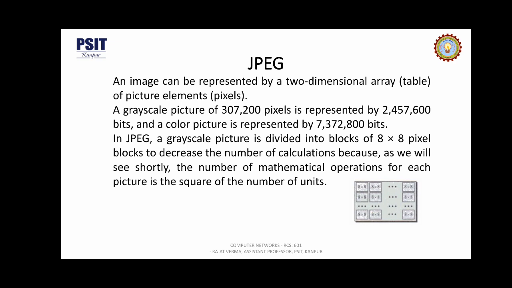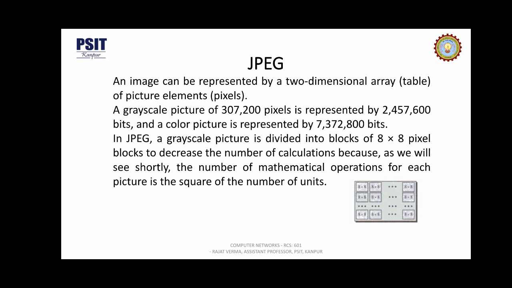An image can be represented by a two-dimensional array, right? A two-dimensional array, certainly a table of picture elements, which correspond to pixel values. A grayscale picture of 307,200 pixels is represented by 2,457,600 bits, and a color picture is represented by 7,372,800 bits.